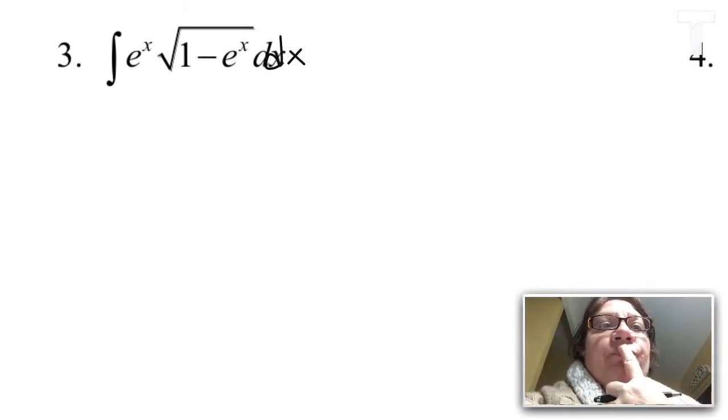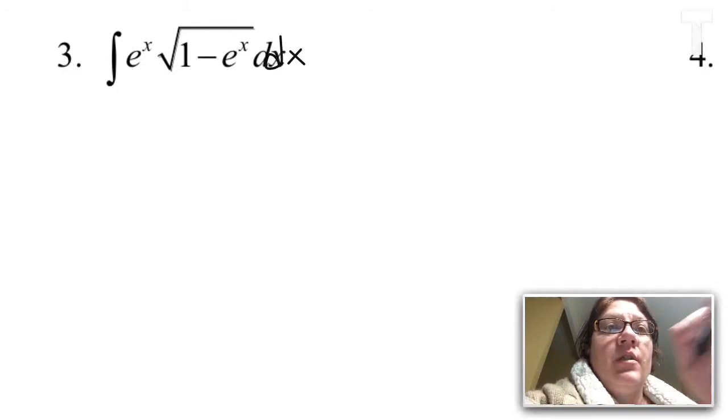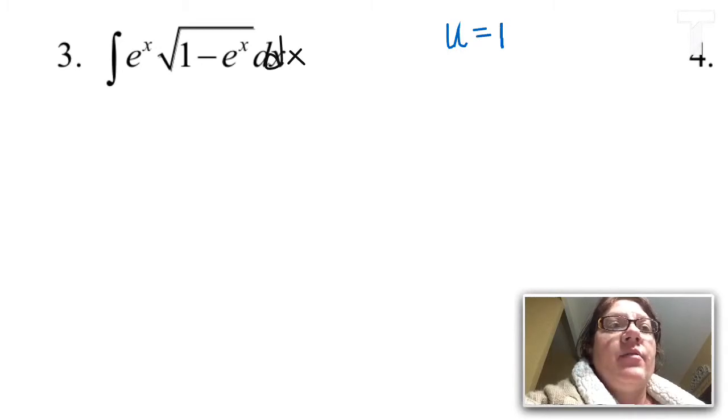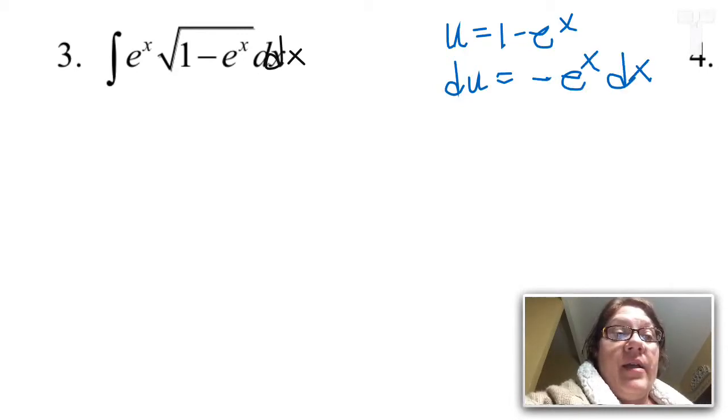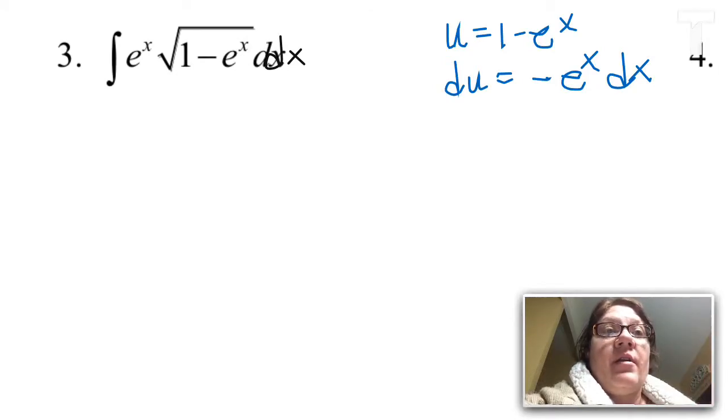So that stuff inside the radical seems like a problem. So I'm going to see what happens if I let u be that. And so when I take the derivative, I'll get 0 minus e to the x dx. And then I go, hey, look at that. I almost have that, right? I got a dx and I got an e to the x. I just need to slip a negative in there, which means I'll need a -1 in front.